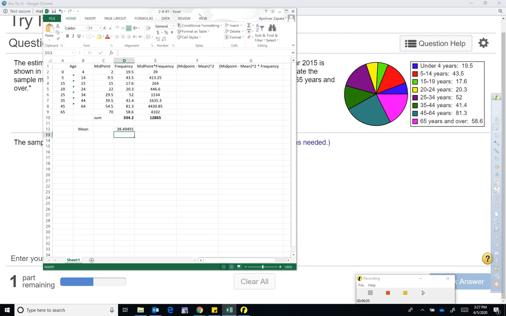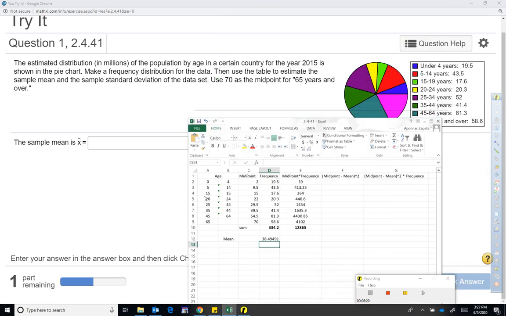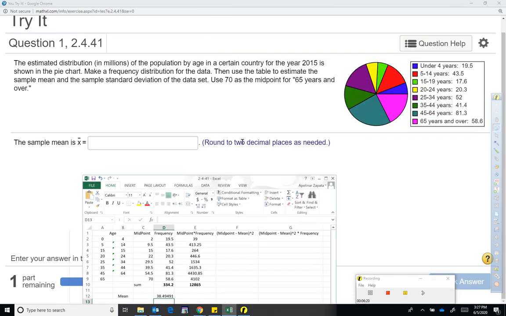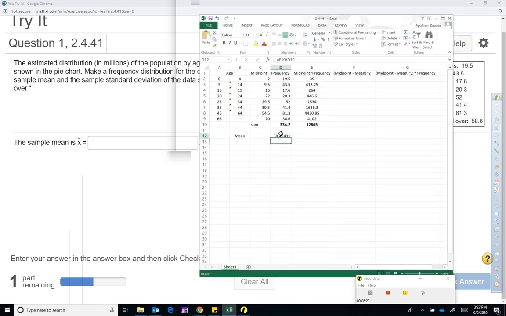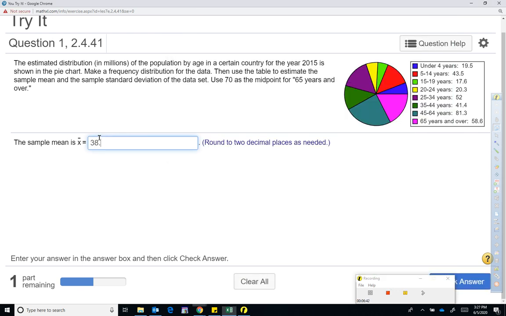And now the problem is asking to round the mean to two decimal places. So what we can do here is select this button to decrease the decimal until you have 2. So the answer is 39.49. This is the mean. 38.49. Enter here and check the answer for the mean.